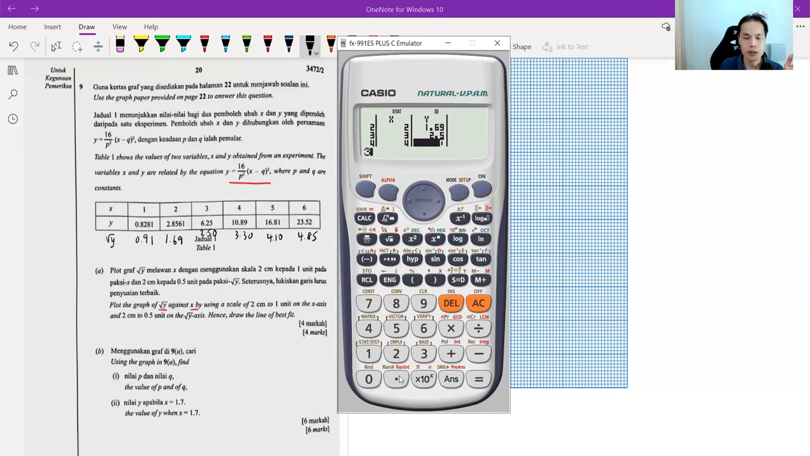Next, 3.3. Next, 4.1. And last one, 4.85. Okay, so once I key in all my x and y values, go AC here. Press shift 1 for stats, go to number 5, regression, and press 1 for A. A represents your y-intercept, and my y-intercept is 0.1186, so 0.12.